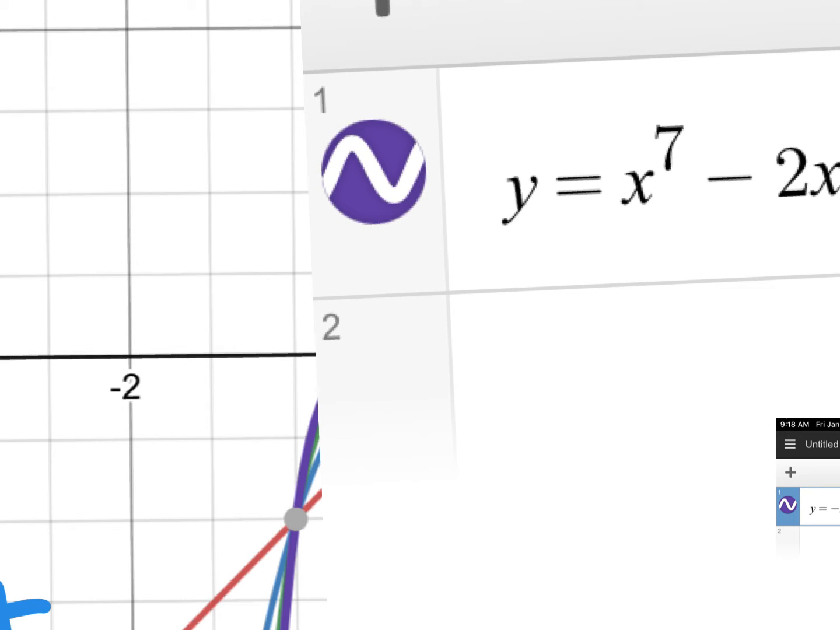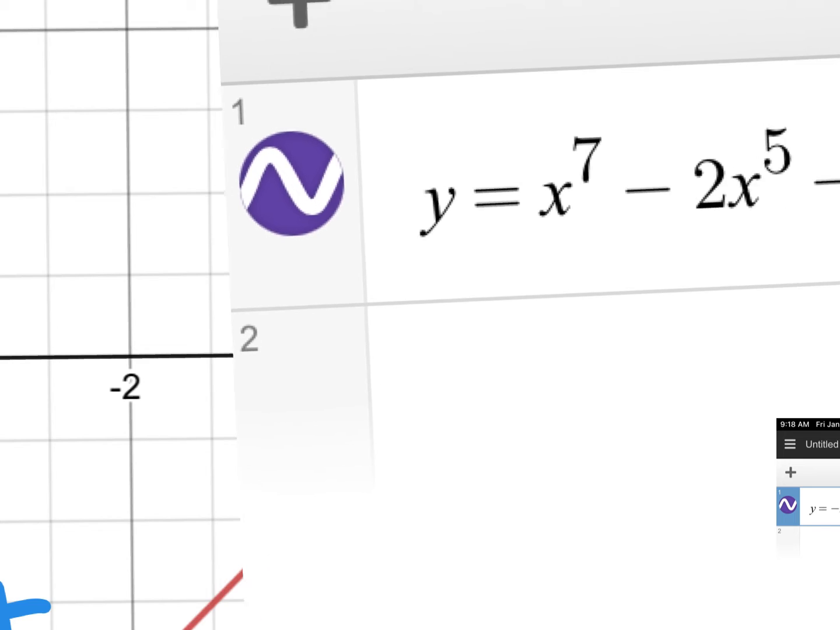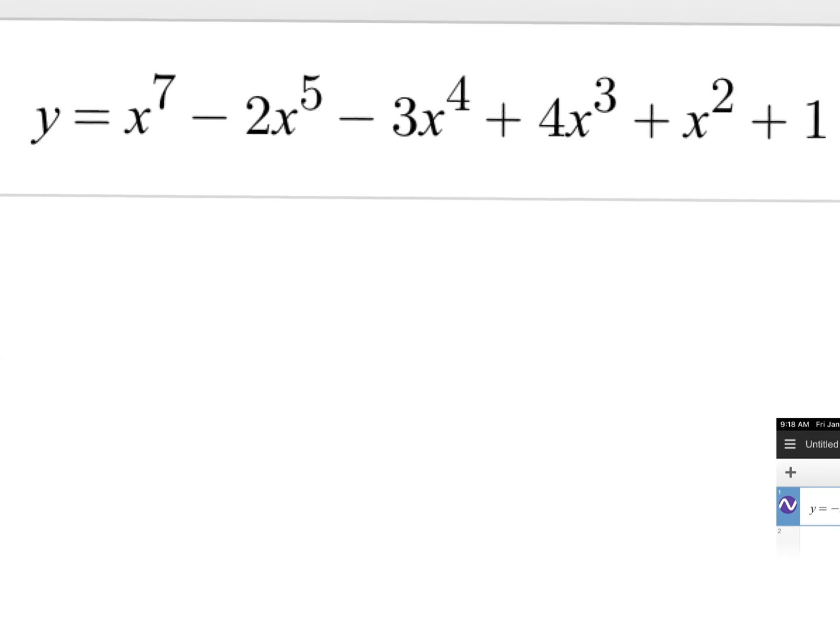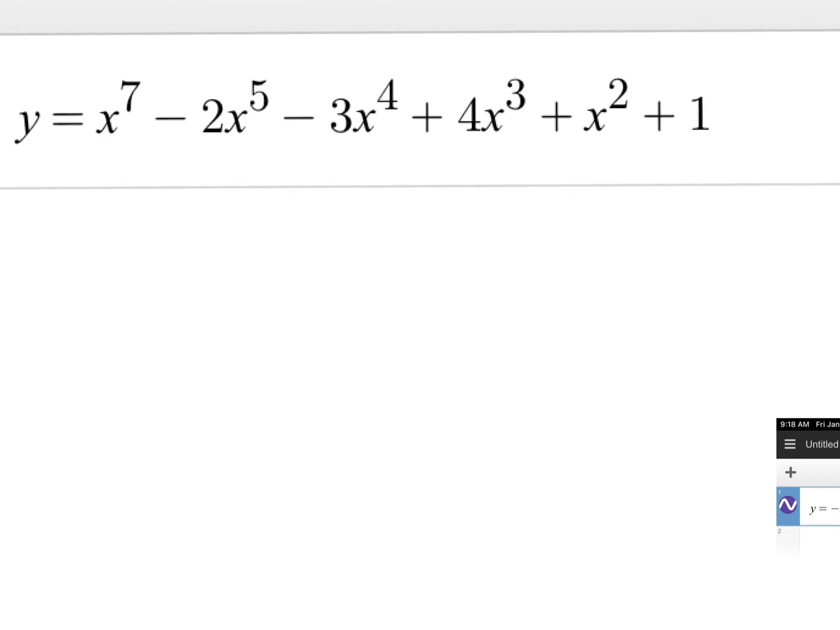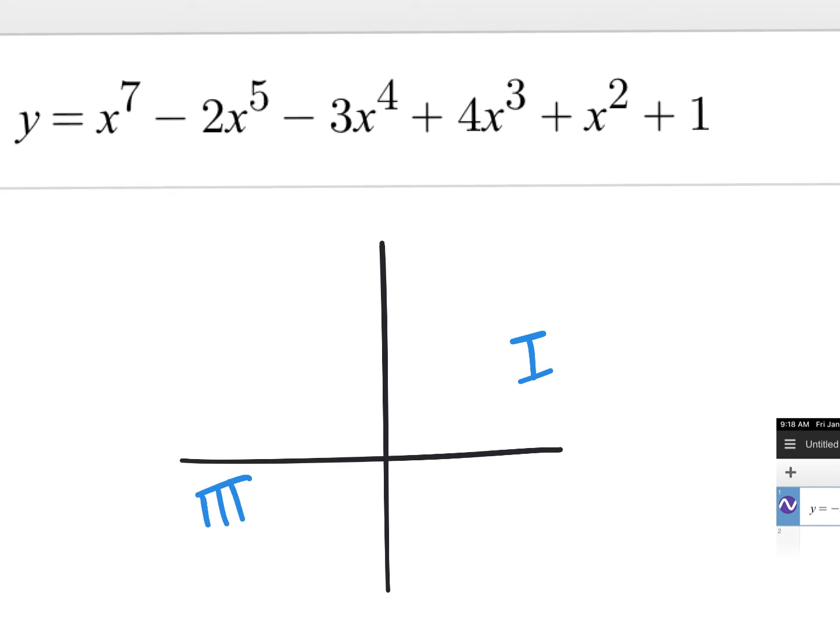Now, what if I were to take that y equals x to the 7th and just slap on a bunch of other stuff, but of course, I want to write it in standard form, okay? The end behavior is still going to be the same, okay? Where's it going to end up at? Quadrant 1 and quadrant 3, right? It's going to end up here and down here.